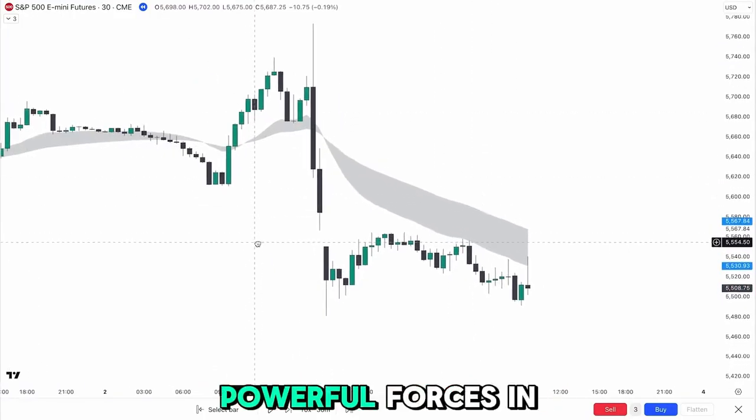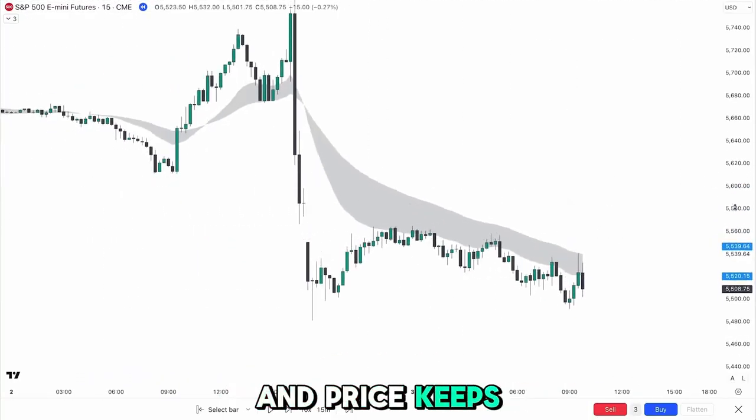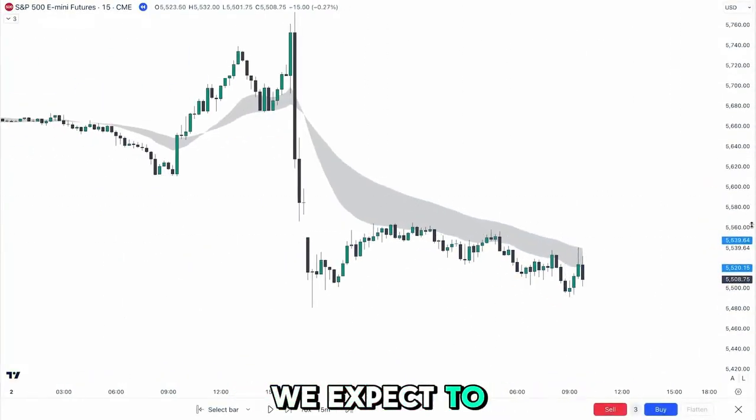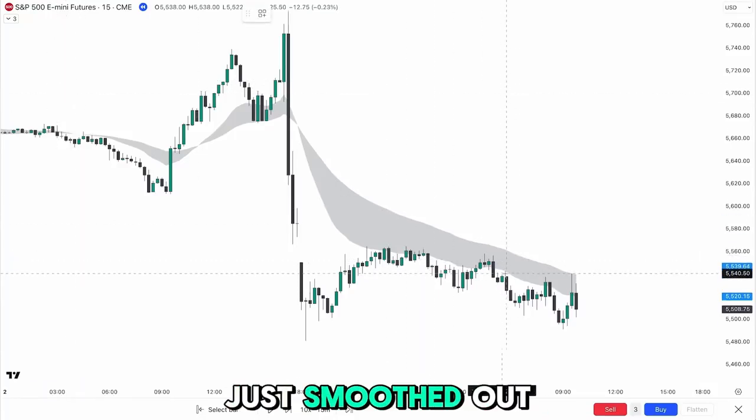Trend and momentum are the most powerful forces in the market. And sure enough, the 30-minute cloud here is also sloping down, and price keeps rejecting off it. And what should we expect to see on the 15-minute? Well, remember, the cloud is just a set of EMAs, and EMAs are just smoothed out price action.